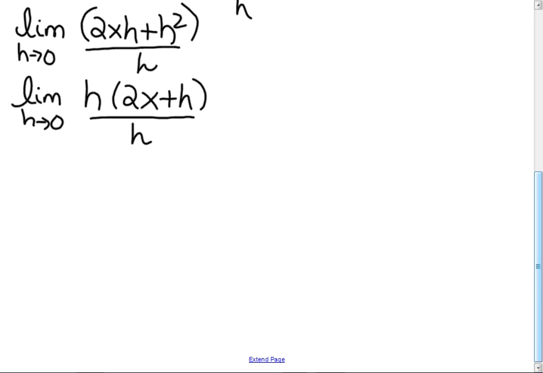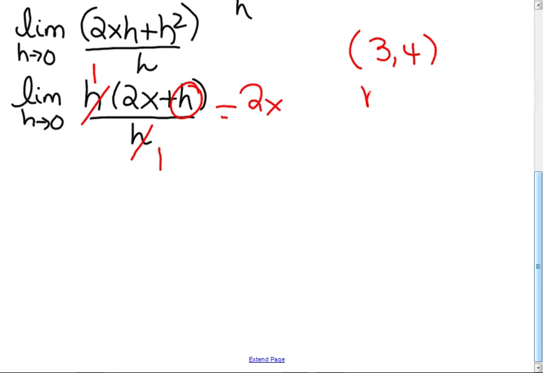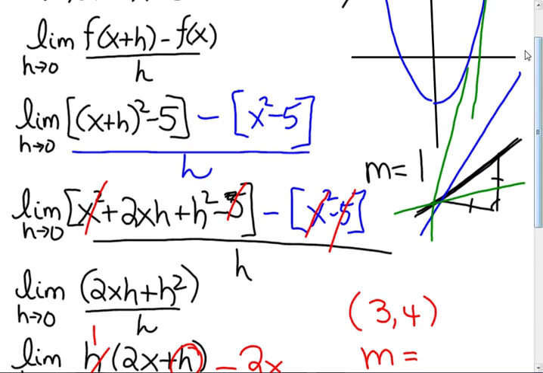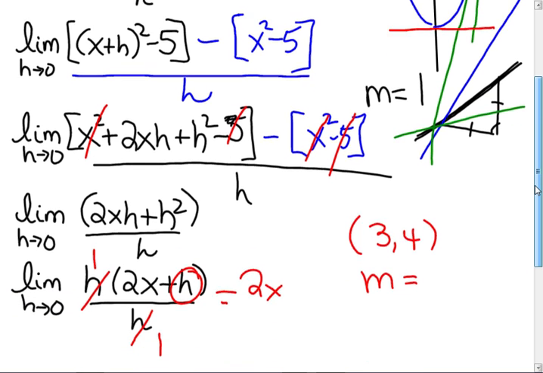Okay, Brian? What happens? What cancels now? Riley, what cancels now? H's. Now for the calculus. Ta-da! What's h? It's 0. The answer is 2x. Now, at the point (3, 4), what is the slope? It's 2 times the x-coordinate. Remember, as we went around the curve, well, let's go back up here. What's the slope at the bottom? And x is 0, so the slope is 2 times 0, which is 0.